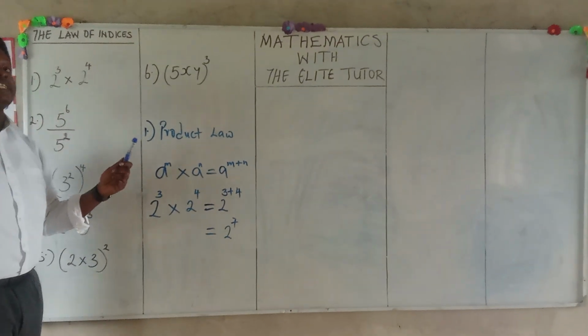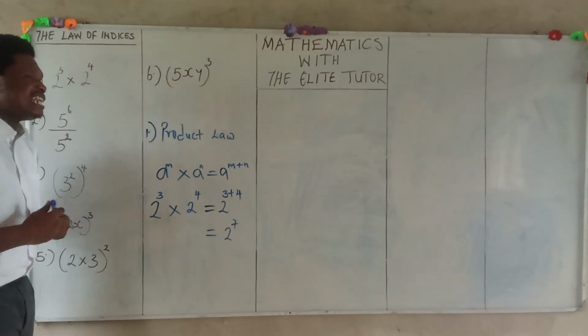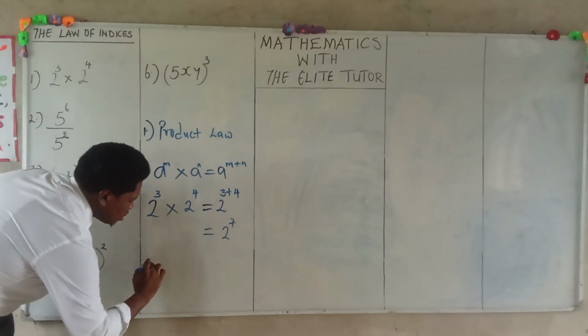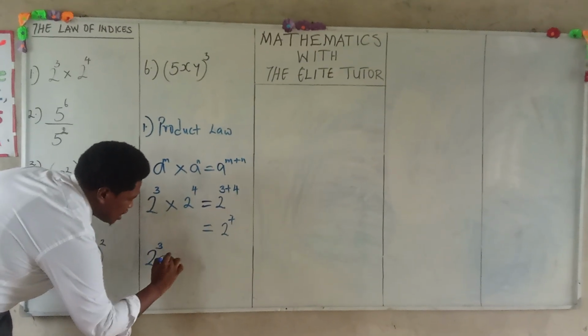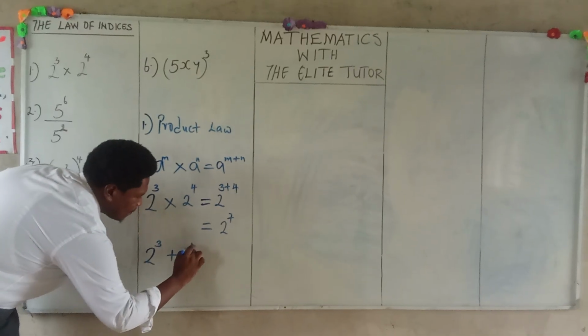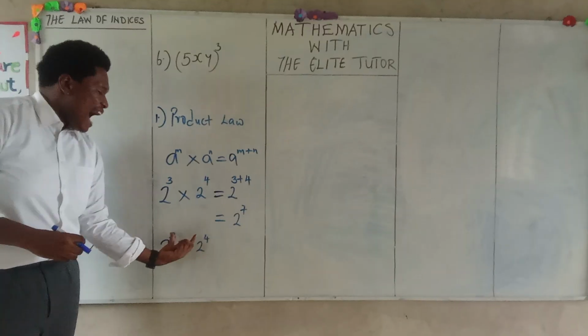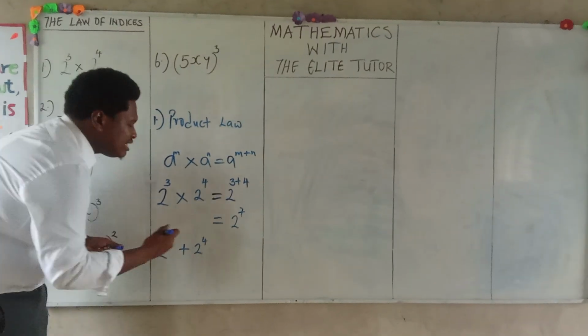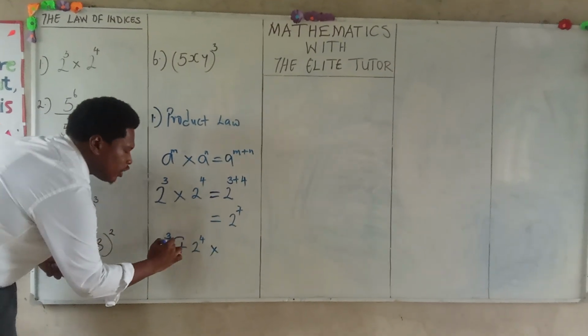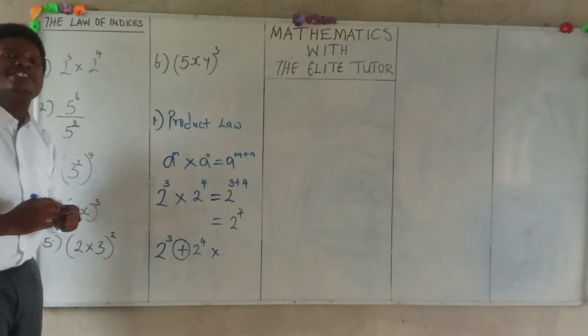Now, most times students get it wrong. In scenarios like this, there are times when you are given 2 raised to power 3 plus 2 raised to power 4, and they just assume that because they have the same base, they go ahead to add their powers. Now, this is wrong. Why? Because this is a plus sign.